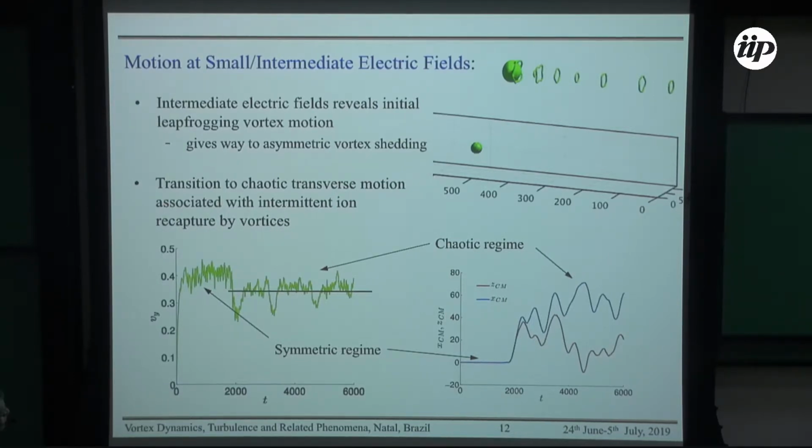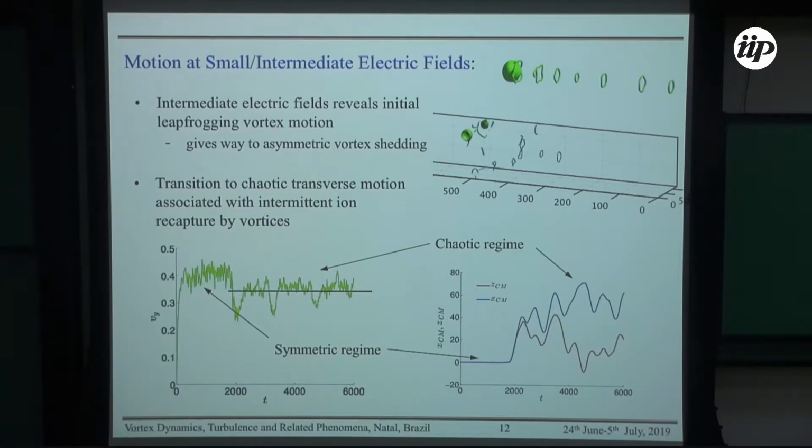So for large electric fields, just to give you an illustration of the type of dynamics that one observes. In fact, this is not very large, it's an intermediate value, shall we say. So you nucleate vortex rings, then you begin to see this leapfrogging behavior that is established, and at some point this breaks the symmetry, and the ion begins to wander and exhibits chaotic behavior in the transverse direction.